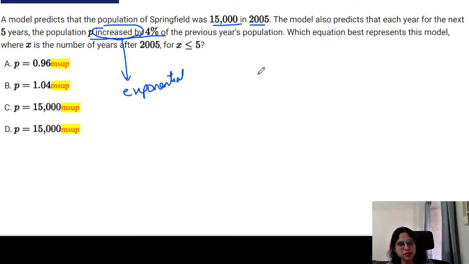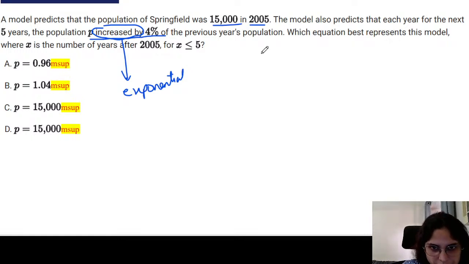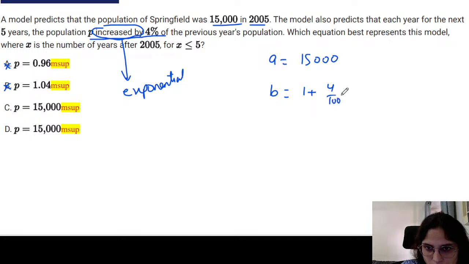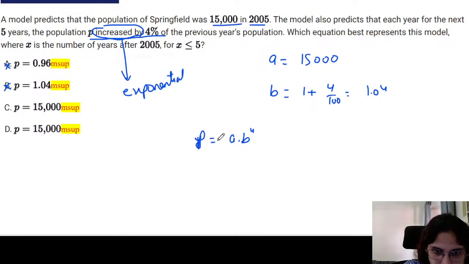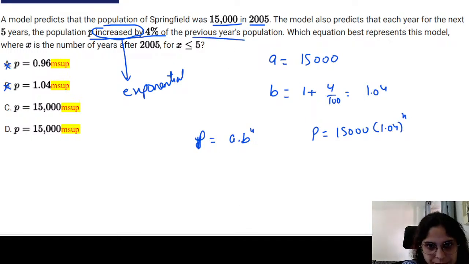Which equation best represents this model, where X is the number of years after 2005? So in 2005 you have 15,000, so your value of A is 15,000. So these two options are already gone. Now it increased by 4%, so the value of B is going to be 1 plus 4 over 100, that is 1.04. So your equation is going to be A times B to the power X, and P is equal to M, because Y is P. So P is equal to 15,000 times 1.04 to the power X, because this increase is for every year. Got it?